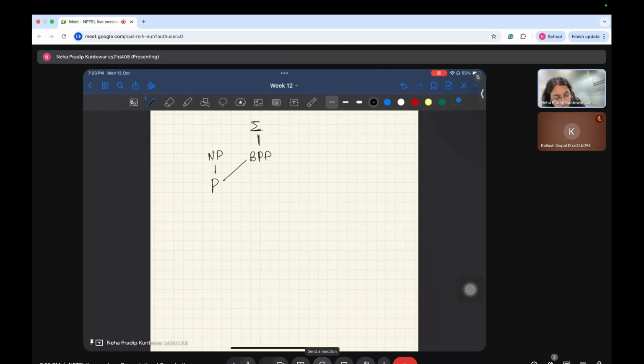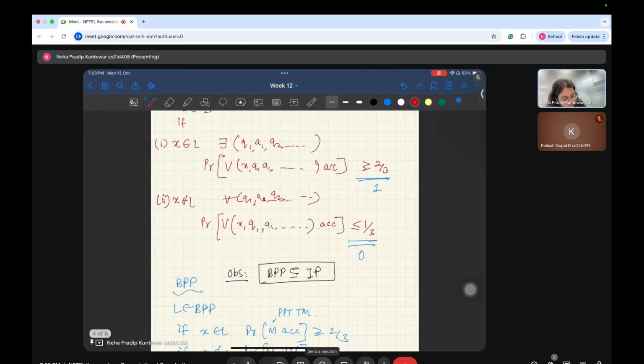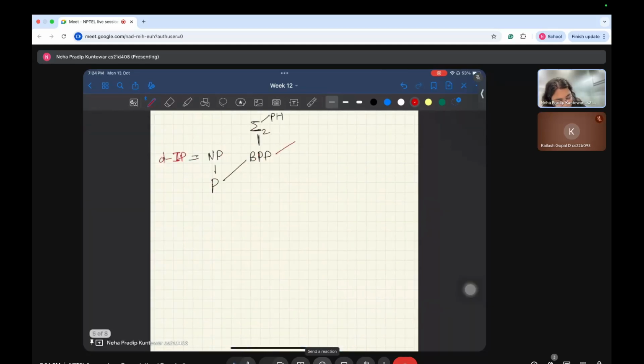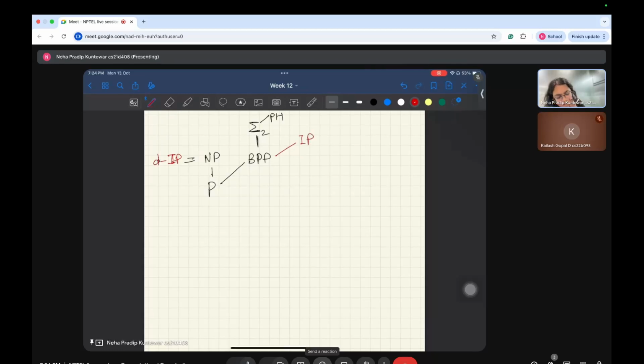By Karp-Lipton theorem, we know that BPP is in sigma 2, which in turn is in PH. Now, where does IP lie? So we know that this is nothing but DIP. This is something that we showed just now, and this observation here basically says that BPP is contained in IP. And it can also be shown that NP is contained in IP.